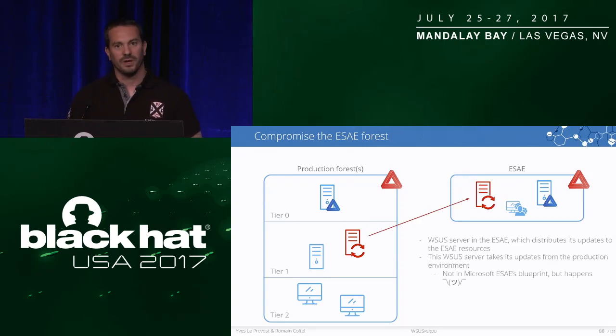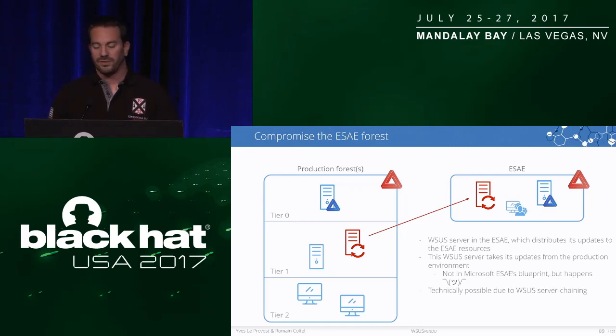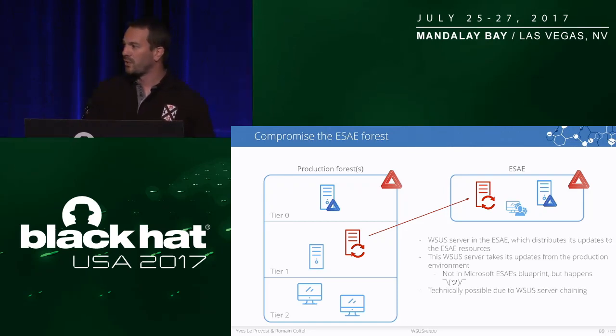Indeed, we could be in a situation where the WSUS server in the production forest distributes its updates to the ISAE forest itself. This configuration is not what Microsoft recommends, but can be validated by them due to the Microsoft client's desires. This situation is technically possible due to WSUS server chaining.